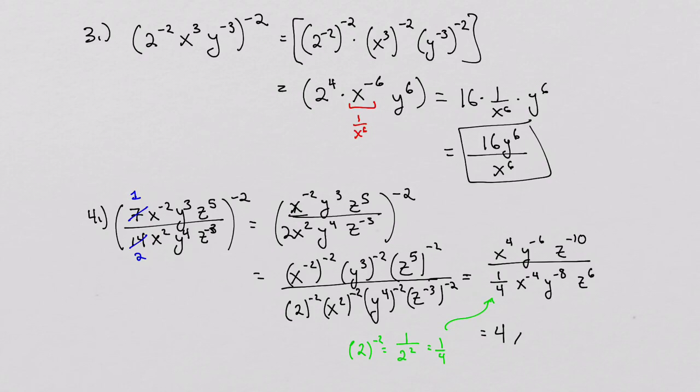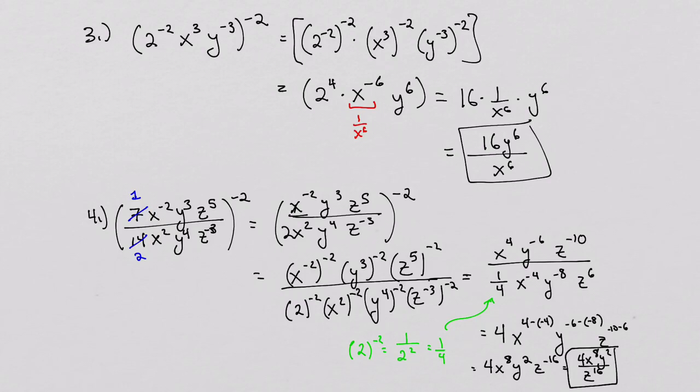So this is going to be x to the 4 minus negative 4, and then it's going to be y to the negative 6 minus negative 8, and then it's going to be z to the negative 10 minus 6. So that will be 4x to the 8th, y to the second power, because remember it's going to be negative 6 minus negative 8, so that's really negative 6 plus 8, so y squared, and then z to the negative 16. But the z has a negative exponent right here, so we want to make sure we take care of that, and that's going to be 4x to the 8th y squared over z to the 16th.